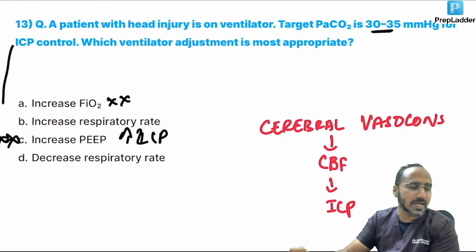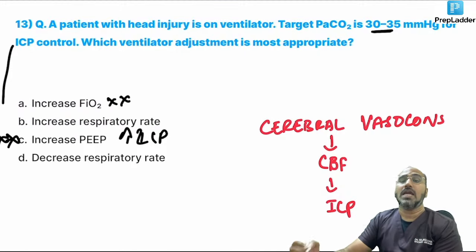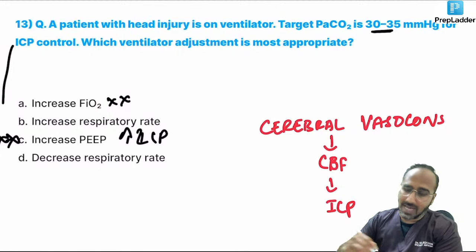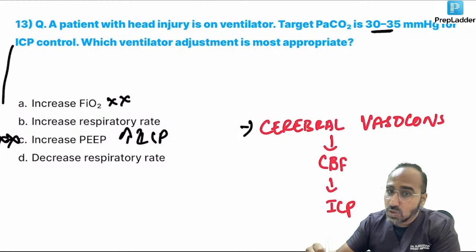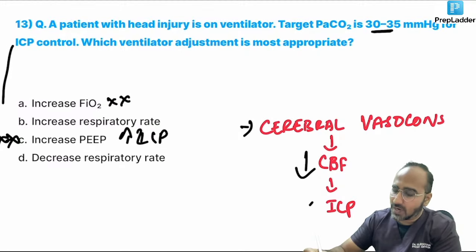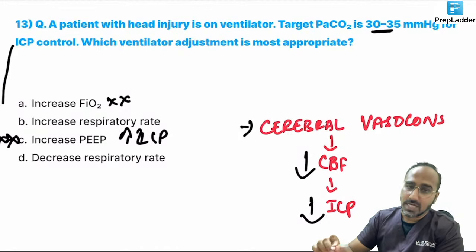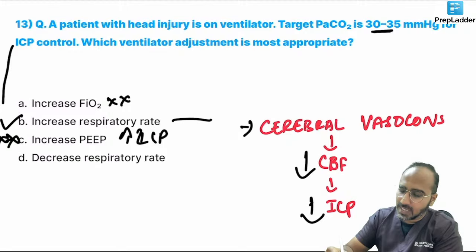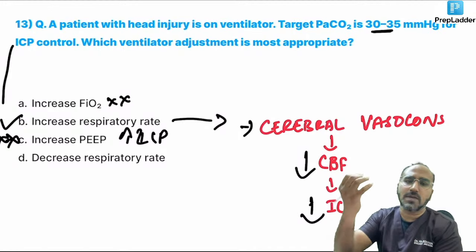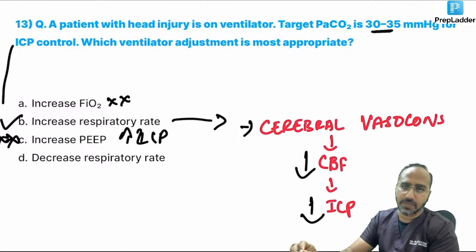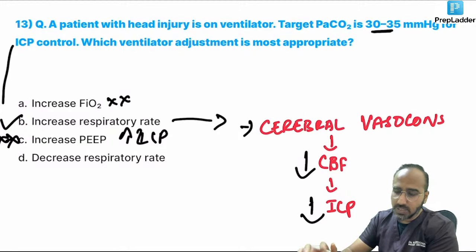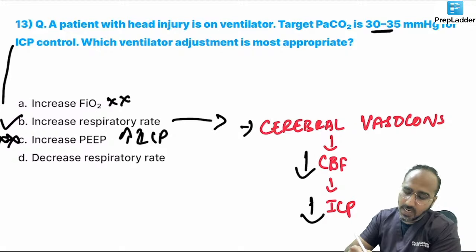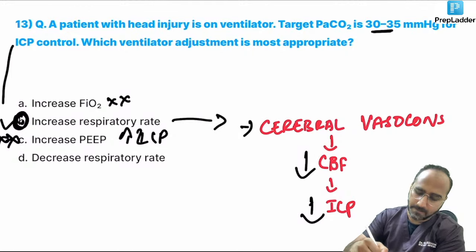Increasing the respiratory rate or decreasing the respiratory rate? Guys, remember, if I increase the respiratory rate, it will cause cerebral vasoconstriction. If cerebral vasoconstriction happens, cerebral blood flow decreases. If cerebral blood flow is decreasing, the ICP decreases. So I need to increase the respiratory rate. If I decrease the respiratory rate, obviously ICP would be increased. So in order to maintain the PaCO2 and control the ICP, the setting we need to do is to increase the respiratory rate.